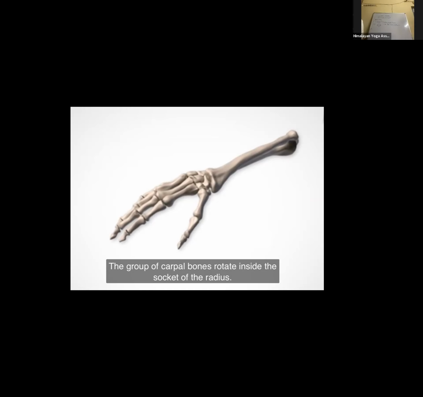Okay, now next is the saddle joint. So in this, what happens? It is this kind of structure, concave and convex. And what happens? There are bones of this nature.